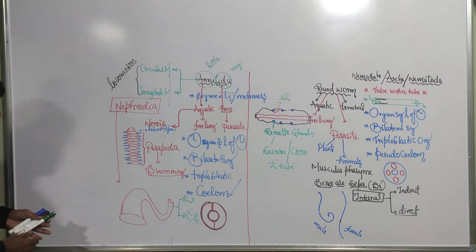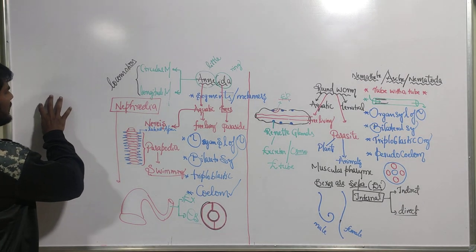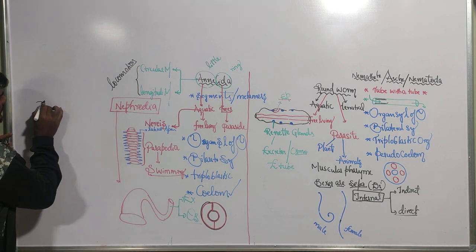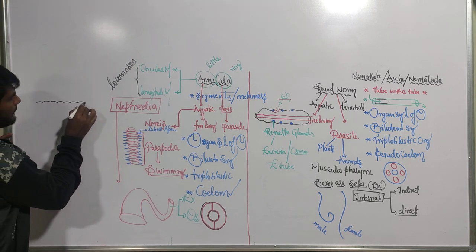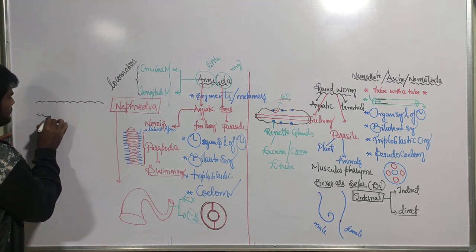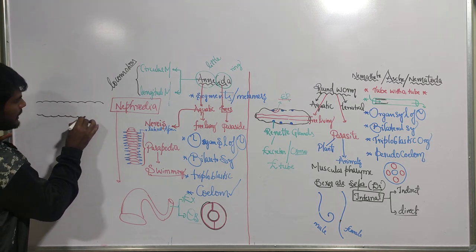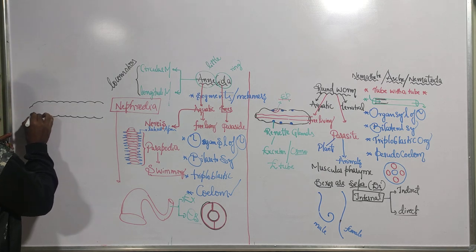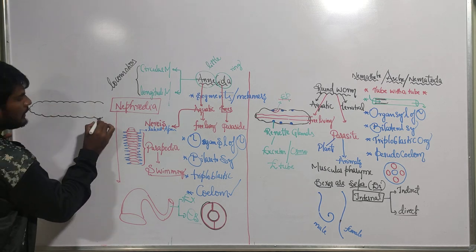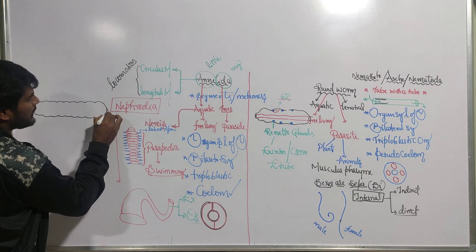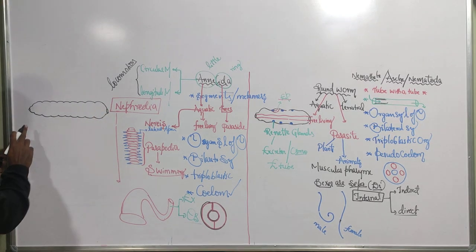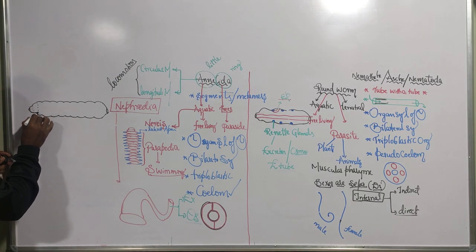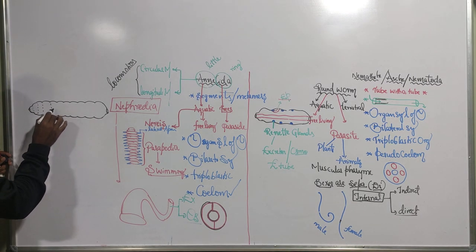Next, come to the nervous system. Let me draw a small diagram of earthworm here. This is the earthworm body, having a number of segments. Segments are also called metamers. The anterior opening is the mouth, and the posterior opening is the anus. All these are the segments, also called metamers.